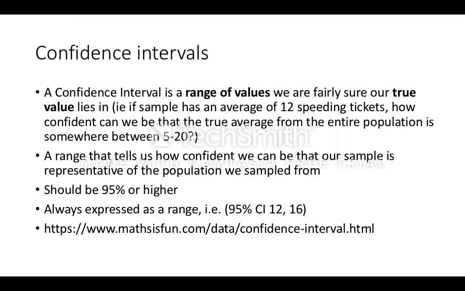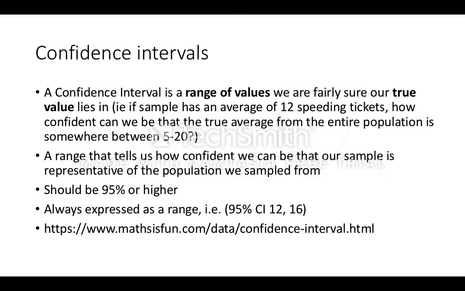Okay, so the next thing I want to talk about related to statistics is confidence intervals. And confidence intervals relate to sampling. As we've talked about before, the idea in random sampling is to come up with a group of people participating in the study who reflect or represent the larger population as a whole. And here's the technical definition: a confidence interval is a range of values that we are fairly sure our true value lies in.